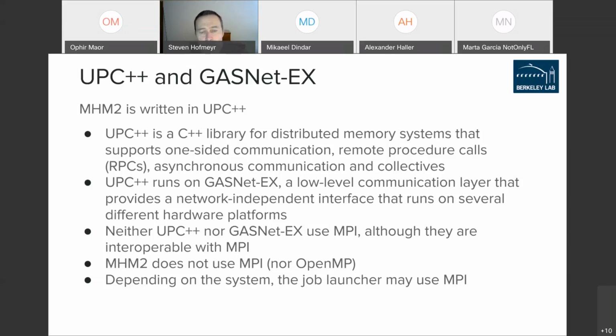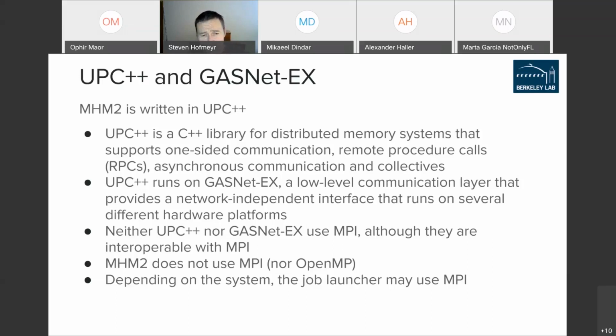It runs on a communication layer called GASNet-EX, a low-level layer that provides a network-independent interface to UPC++, and it runs on several different hardware platforms. GASNet-EX itself is used by more than UPC++. There's quite a number of different programming environments that use it, and it's been around for years and years.